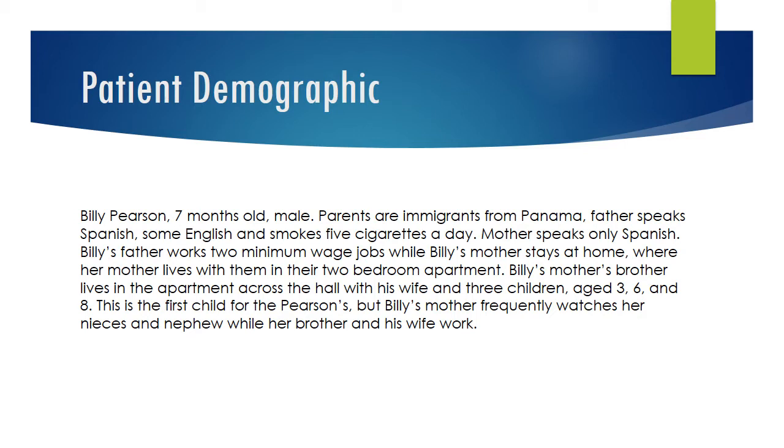Billy's cousins live in the apartment across the hall. This is Billy's mother's brother's apartment, where he lives with his wife and their 3 children, who are aged 3, 6, and 8. The 6-year-old attends kindergarten in the morning, and the 8-year-old is in 2nd grade from the morning and part of the afternoon. After school, Billy's mother watches all of her nieces and nephews in her apartment, as she is home with Billy all day. Her brother and his wife both work full-time jobs to make ends meet. This is the first child for the Pearsons.